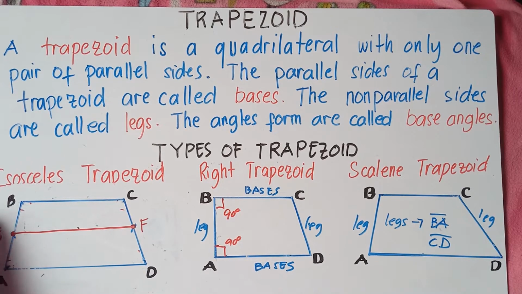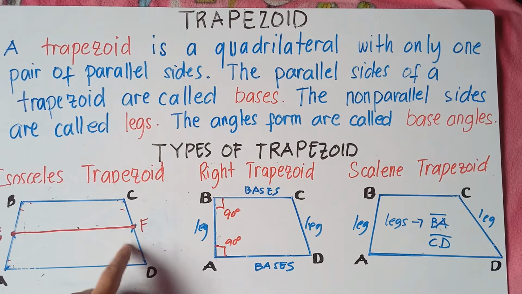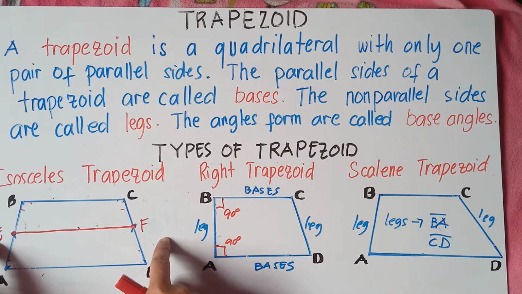Okay, you cut BA into half, and you have point E. CD, you cut it into half, and you have point F. And the teacher will tell you, what is the measure of line EF? How will you get that?